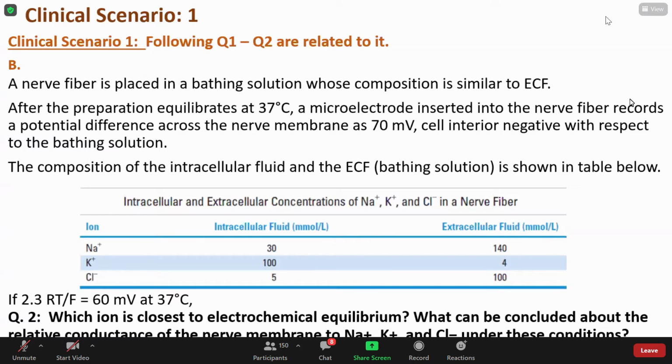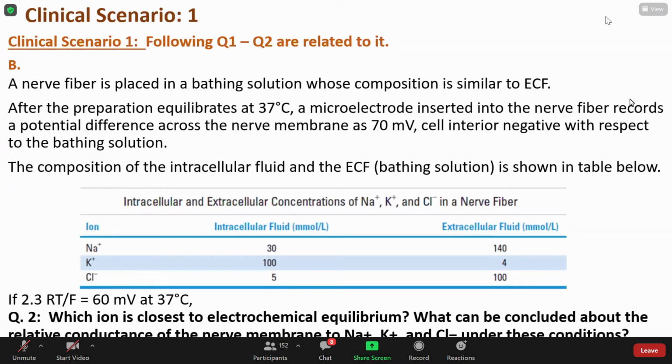I'll read: a nerve fiber is placed in a bathing solution whose composition is similar to ECF. After the preparation equilibrates at 37 degrees centigrade, a microelectrode inserted into the nerve fiber records a potential difference across the nerve membrane of 70 millivolts, cell interior negative with respect to the bathing solution. The composition of intracellular fluid and extracellular fluid is shown: intracellular sodium is 30 millimoles per liter, whereas extracellular is 140. Potassium is 100, where it is 4. Chloride is 5, where it is 100.